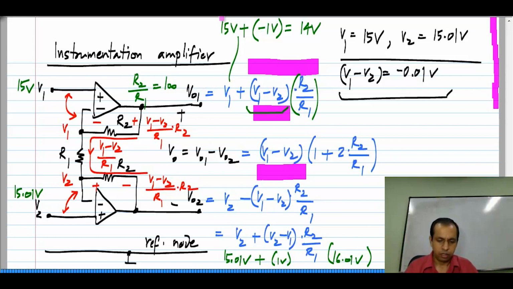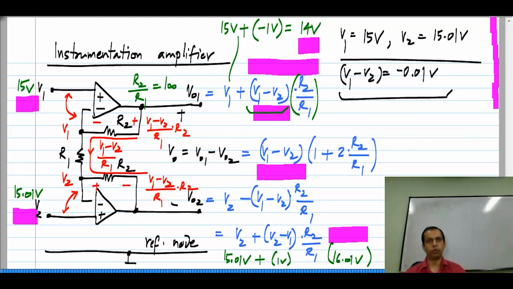So, now the value of this circuit is very clear. We have two voltages with a very small difference between them. They have been amplified into two voltages with a much larger difference. We have 14 volts and 16.01 volts. Again, this is important in instrumentation applications where you are trying to sense difference between two quantities precisely. Each of those quantities can be large, but the difference can be small.